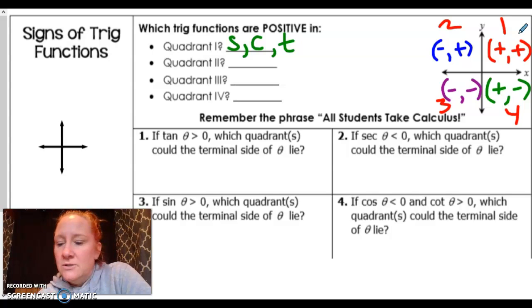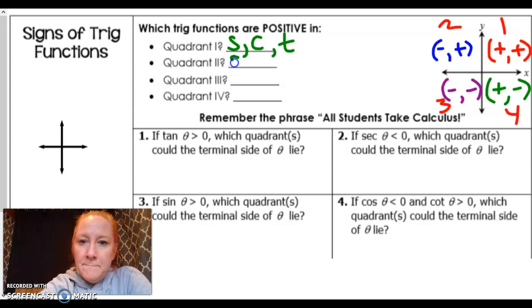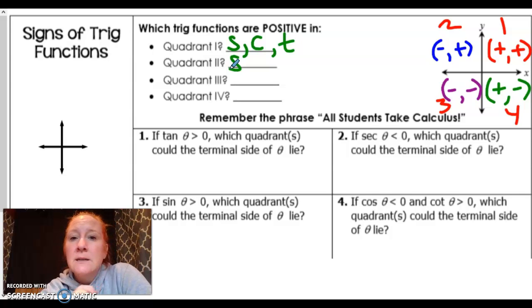Okay, let's go to quadrant 2. In quadrant 2, the sine is positive, which means the cosecant would be positive as well, but the cosine is not. And if the cosine isn't, then the tangent can't be, because a positive over a negative makes a negative. So the sine is positive, along with cosecant.